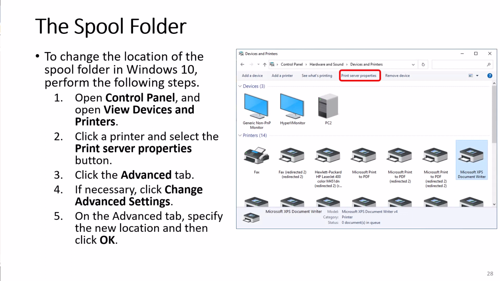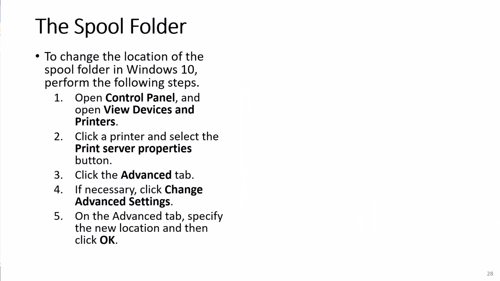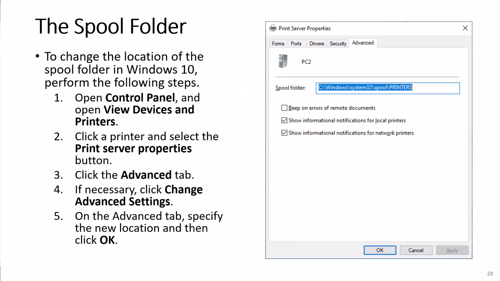To change the location of the spool folder in Windows 10, perform the following steps. Open the Control Panel and open View Devices and Printers. Click a printer and select the Print Server Properties button. Click the Advanced tab. If necessary, click Change Advanced Settings. On the Advanced tab, specify the new location and then click OK.